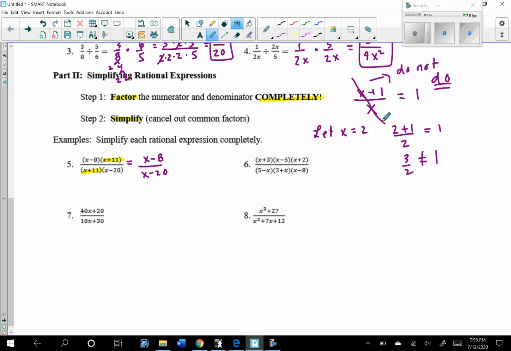So those terms do not cancel when they are attached to another term. So you cannot cancel these. So this is my solution.